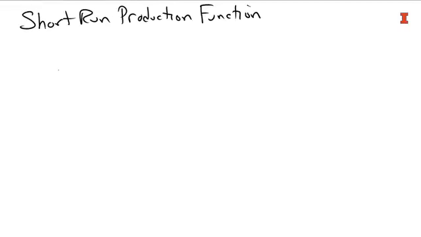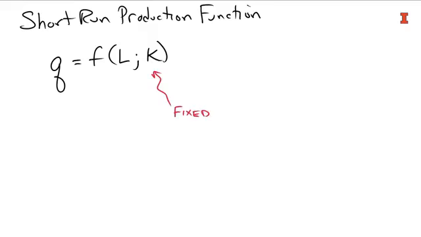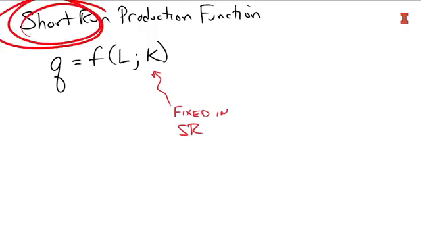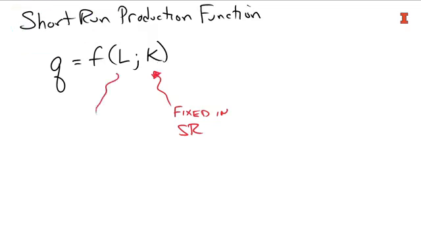We said that the production function is quantity is equal to a function of labor and capital. And I've used a semicolon here instead of a regular colon to represent that capital is parametric right now. This is fixed in the short run. And indeed, just to remind you, we are in the short run here, okay? That's what we're dealing with. So the capital that this firm has to work with is fixed. This is always variable in the short run. So the labor is variable, the capital is fixed.